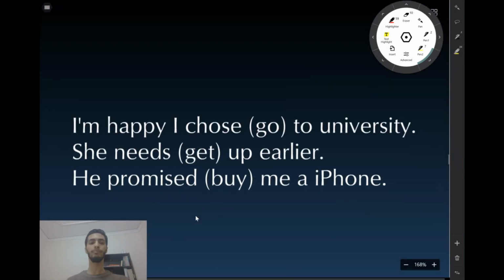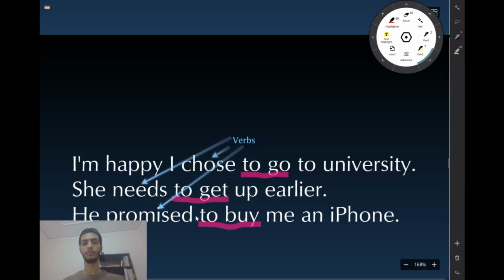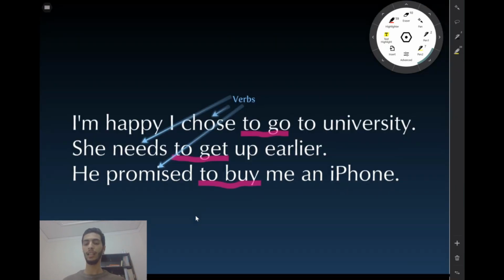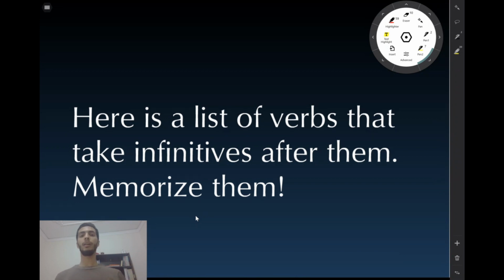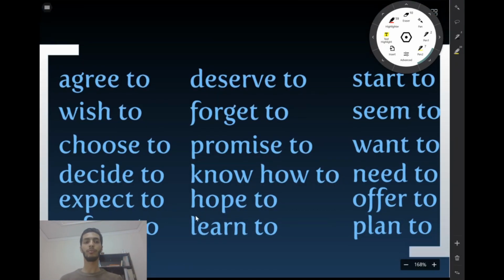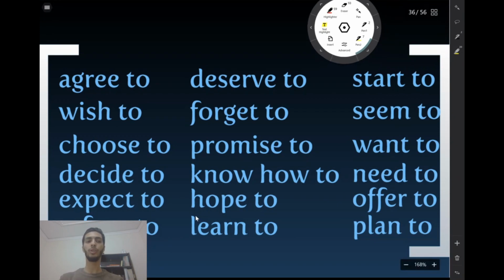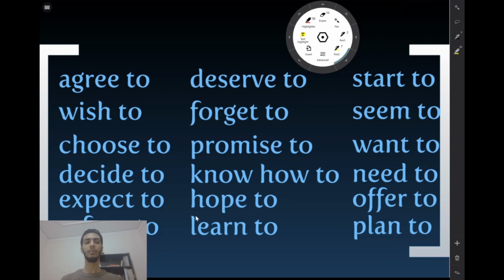Let's try some more. So pause the video again, work on the exercise and continue afterwards. Here we use the infinitive after these verbs. Now these are some verbs after which we can only use the infinitive. Okay? Now memorize them. Agree to, deserve to, start to, wish, forget, seem, choose, promise, want. It should be noted that there are three verbs where, when we use the infinitive there is a meaning, and when we use the gerund after them we change the meaning of the sentence.